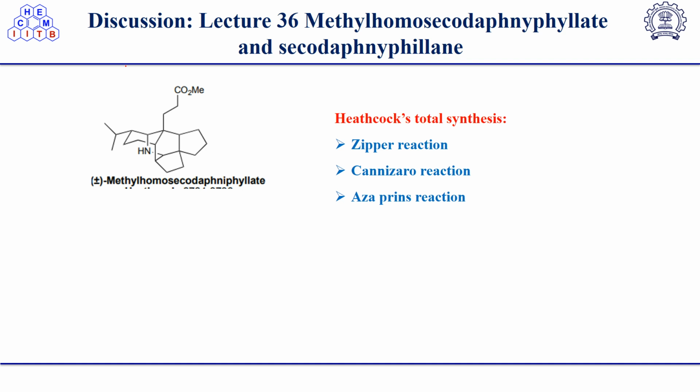So both methyl homosecodaphniphyllate and secodaphniphyllane are squalene derived natural products, and this methyl homosecodaphniphyllate is isolated from the bark and leaves of Yuzuriha, which is used in the treatment of asthma. And the structure of this compound, which is given here, was this one.